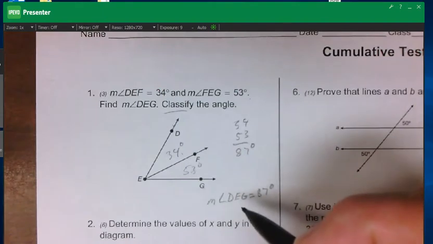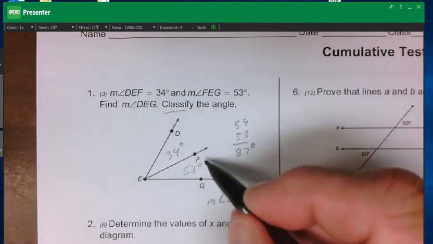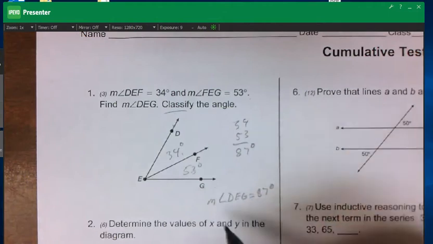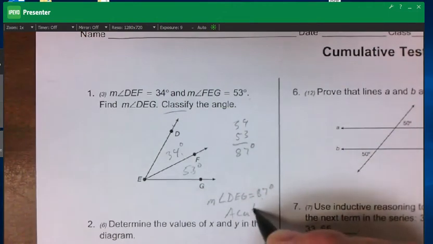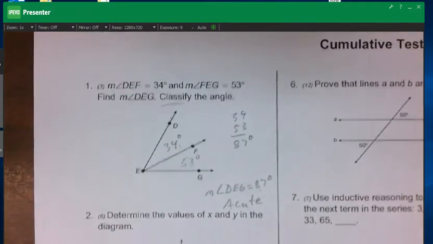Classify the angle. That means, is it obtuse? Is it acute? Is it straight? What is it? Well, 87 degrees means it's acute. Okay, that's what we do.